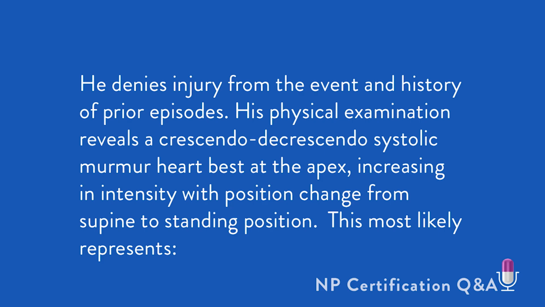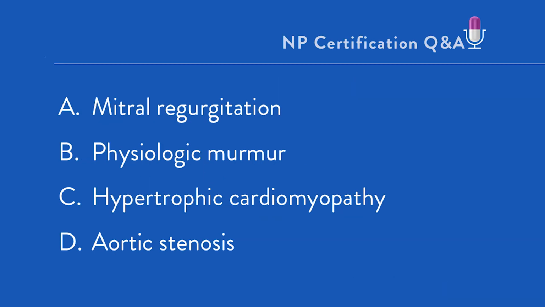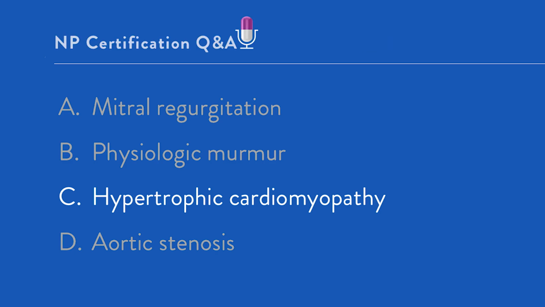His physical exam reveals a crescendo-decrescendo systolic murmur heard best at the apex, increasing with intensity from position change from supine to standing. This most likely represents A, mitral regurgitation, B, physiologic murmur, C, hypertrophic cardiomyopathy, D, aortic stenosis, and the correct answer is C, hypertrophic cardiomyopathy.